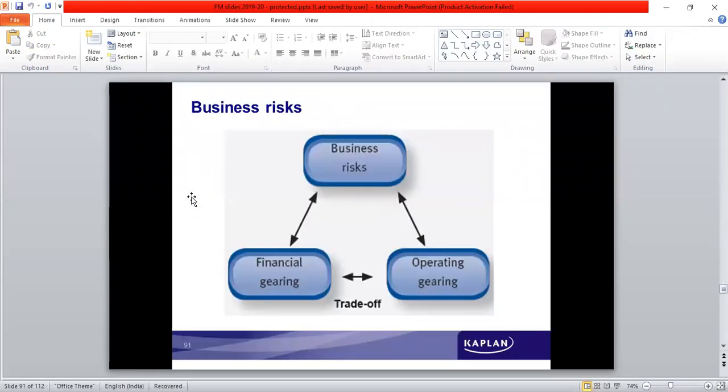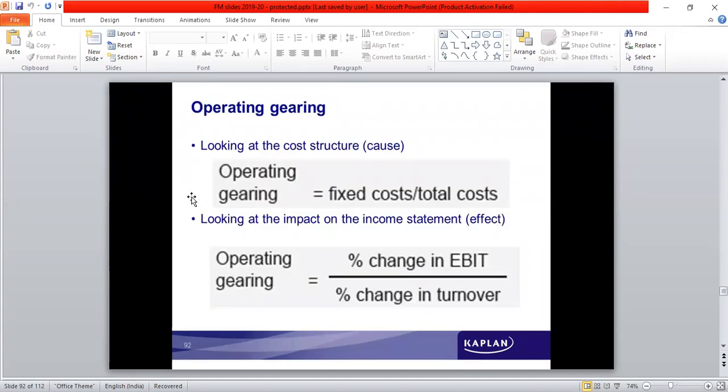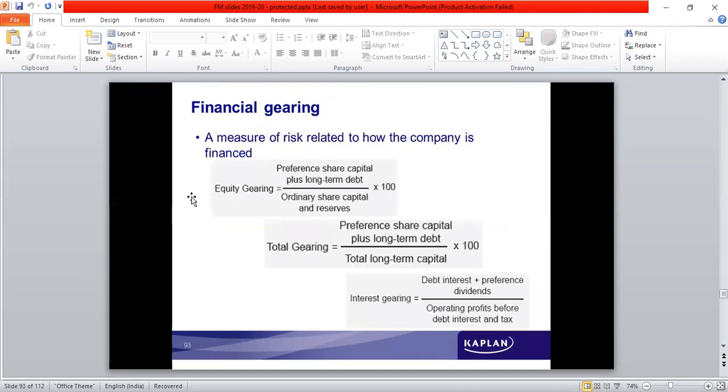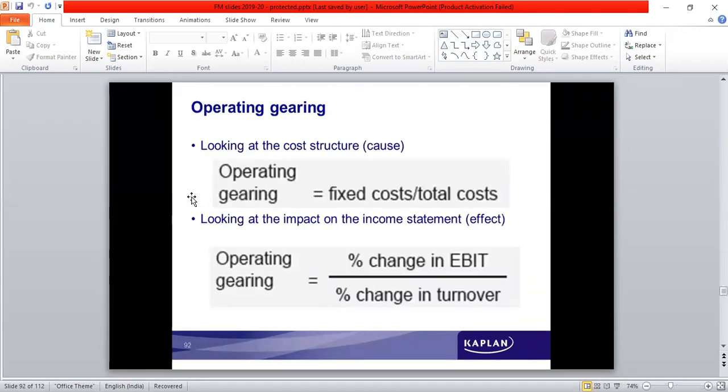So to continue further, the next topic is business risks. Business risks arise because of two types of risks, that is financial gearing and operating gearing. So we are going to look into what is operating gearing, what is financial gearing, and try to understand what this concept of gearing, or leverage as we also call it, is all about.